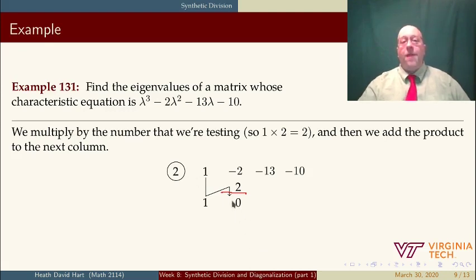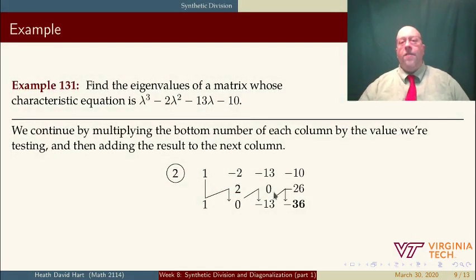And then I'm going to repeat this process. 0 times 2 is 0, so that'll go up here. And then add that to the next column, and that gives me a negative 13. And then negative 13 times 2 is negative 26. Add that to the last column, and that gives me a negative 36.